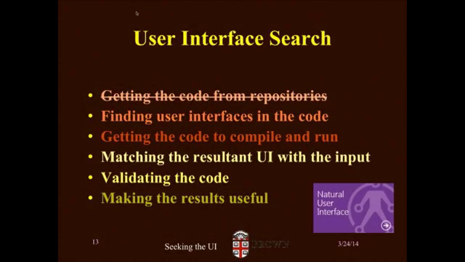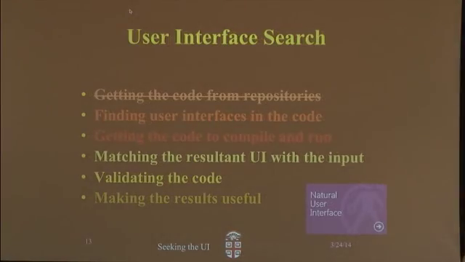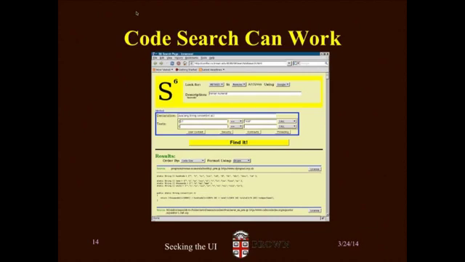So that was the first problem we had to deal with in user interface search, is getting the code for the user interface. So assuming we can do that, we still have to find the user interfaces in the code, get the code to compile, and so on and so forth. Now, all of that, we were convinced we could do. And the way we were convinced of that is we had another search tool we did before.